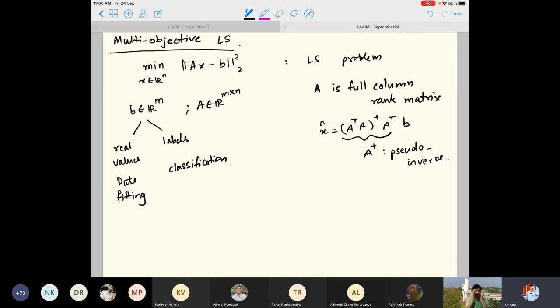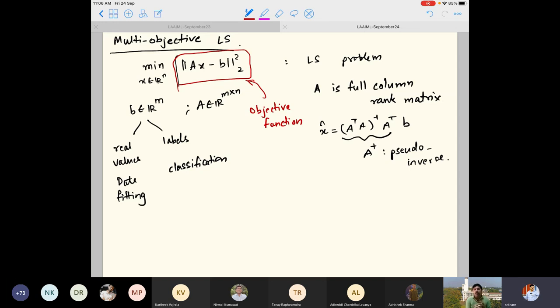So now what we really want to do today: there are more than one objective functions, right? This particular function is called the objective function. And what do we want to do? We want to minimize this objective function with respect to the variable x, right?